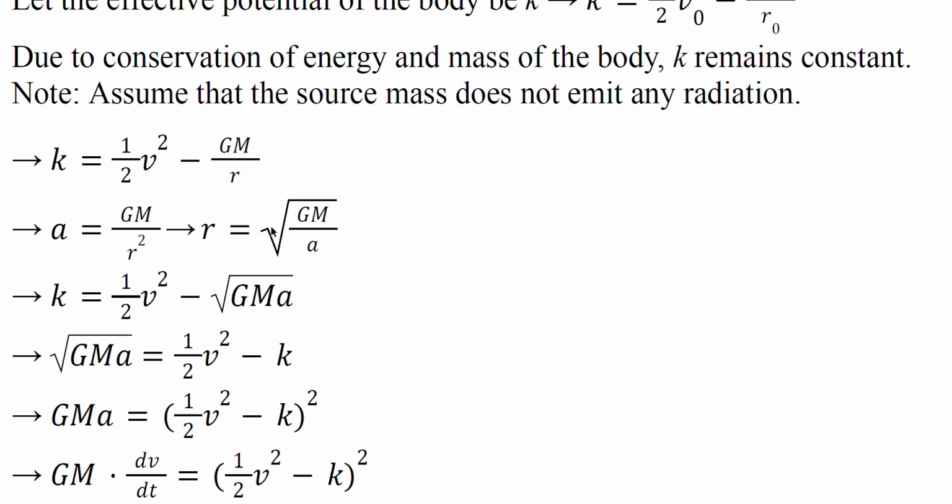So from this we get r is equal to root of GM by a, and then when we substitute the value of r over here, we get k is equal to half v squared minus root of GMa, because root GM and GM get cancelled, and then the root a, which you have in the denominator of the denominator, goes up, so you basically have root of GMa. So root of GMa is equal to half of v squared minus k, because we're taking k to this side and root GMa to that side.